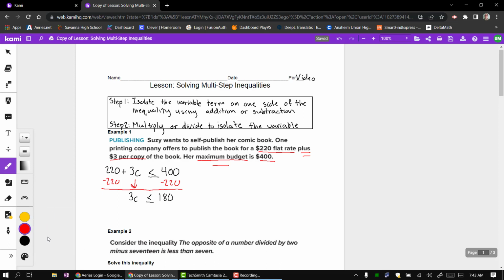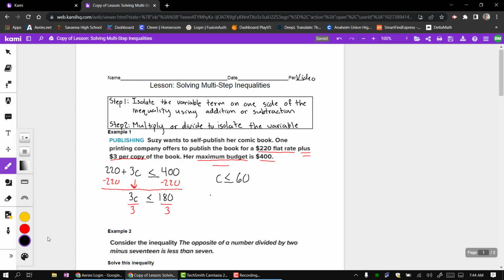My second step says to multiply or divide to isolate just the variable. So what number is bothering the variable? It's being multiplied by 3. So the opposite of multiplication is division. I'm dividing through by a positive number, so I don't have to do anything to the inequality sign. I can keep the inequality sign as it is. So that's going to give me C is less than or equal to 60.